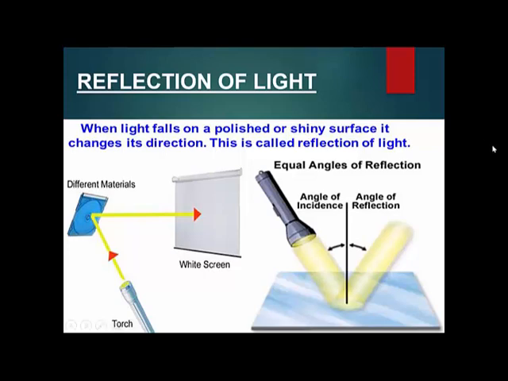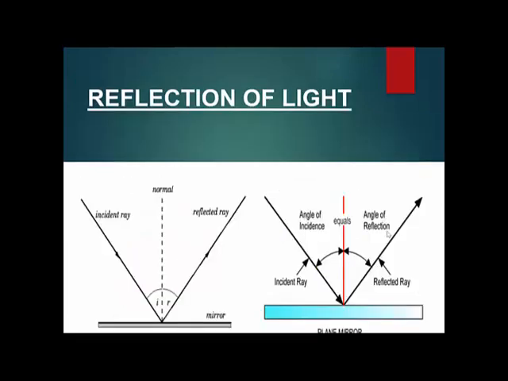So now the angle between this incident ray and the normal is called as angle of incidence. Similarly, the angle between the reflected ray and the normal is known as angle of reflection. So this is the reflection of light, and now we are going to discuss the law.